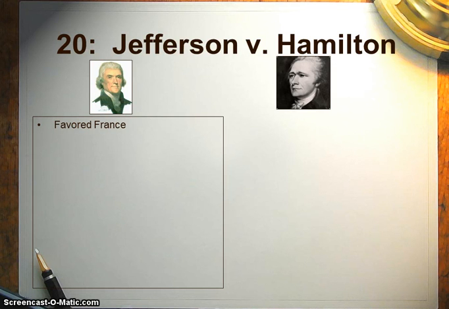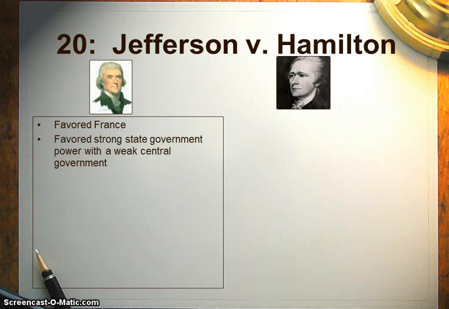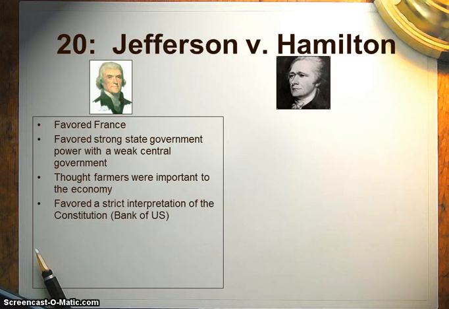Jefferson favored France. He thought that because they helped us first, during the Revolution, we should help them. He favored strong state government power with a weak central government, and thought farmers were very important to the economy. He favored a very strict interpretation of the Constitution, and therefore thought the Bank of the United States was unconstitutional.